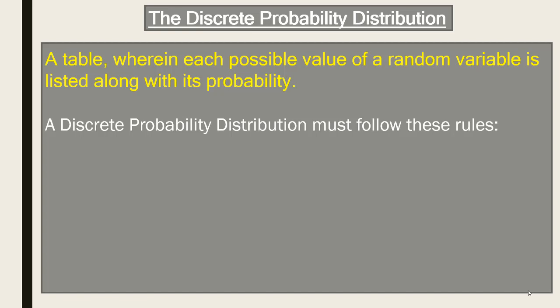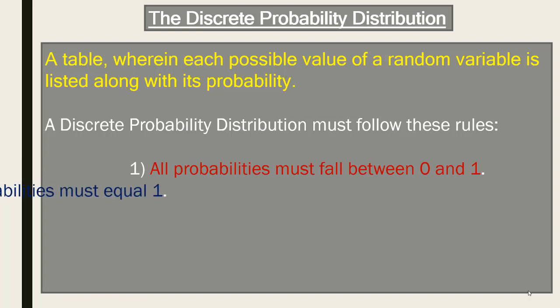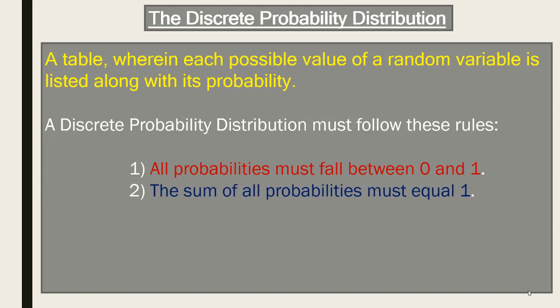A discrete probability distribution must follow these rules. First, all the probabilities must fall between 0 and 1. Second, the sum of all the probabilities must equal 1. We had seen both of those conditions before when we talked about probability in Chapter 3: any probability value has to be between 0 and 1, and when you look at the entire sample space, the probability has to add up to 1.